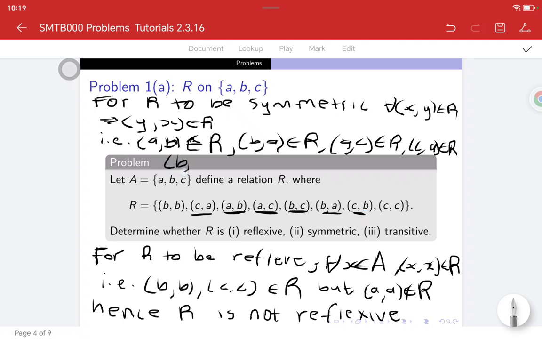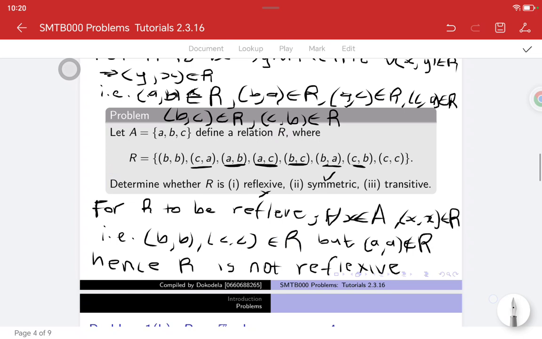So when we check BC, it's an element of R, and also CB is an element of R. So we see that when we take an element XY, YX is always there in that set. In other words, when I take AB, I must find BA, so I must apply commutativity. When I check AC, I must find CA in that set. When I check BC, I must find CB. So this set is symmetric. So this relation is symmetric. We can deduce that it is symmetric, but it is not reflexive.